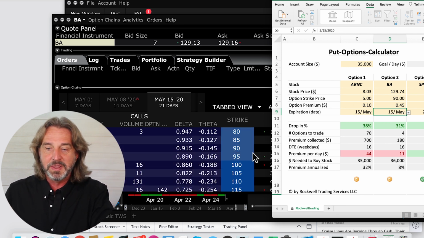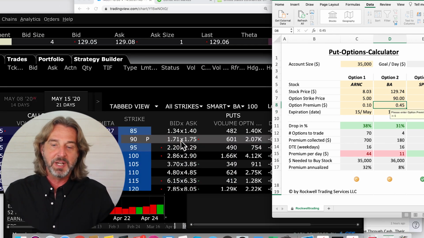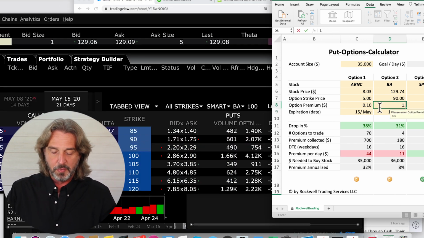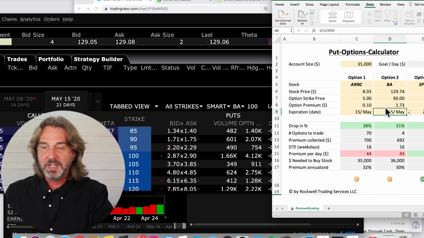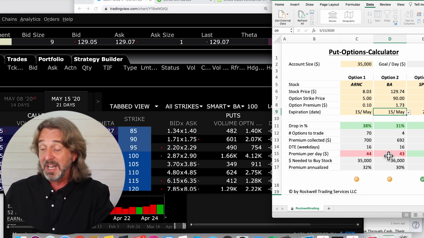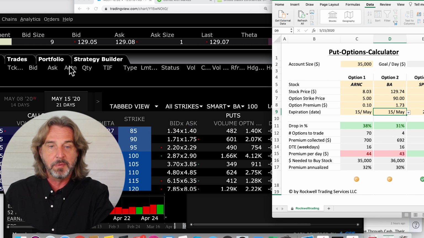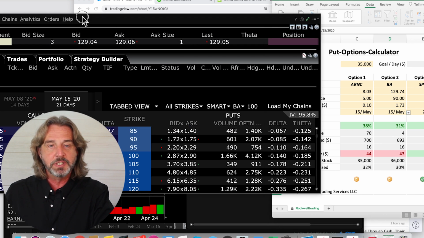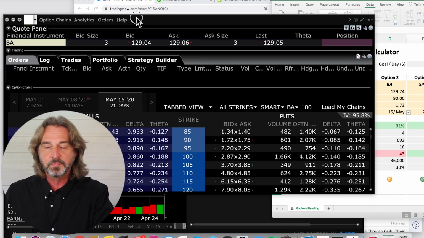So let's take a look at the 90 strike price. We would get probably a $1.73. So we have more reliable data here. That does not look good. It would only give me $43 a day. I want to see at least $100 a day. Let's actually move to the next stock here on our list, SPR.